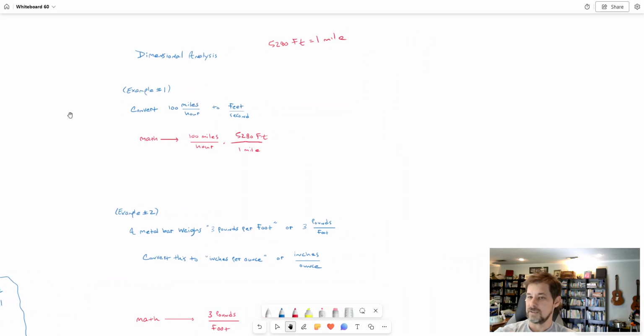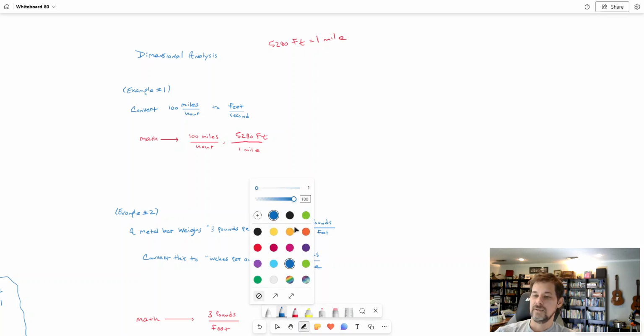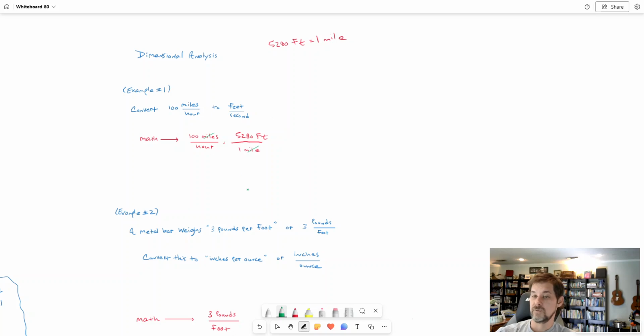Why would I write this in there that way? Well, because it's going to allow me to cancel miles out of this. I want miles gone and I want to introduce feet, and this will do it if I multiply in this way. If I stopped here and multiplied these numbers together, I would have converted my speed, 100 miles an hour, to feet per hour. But I want feet per second.